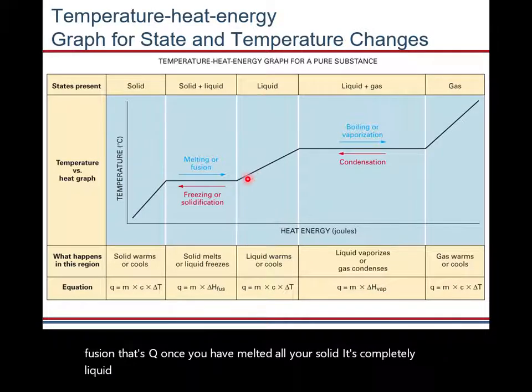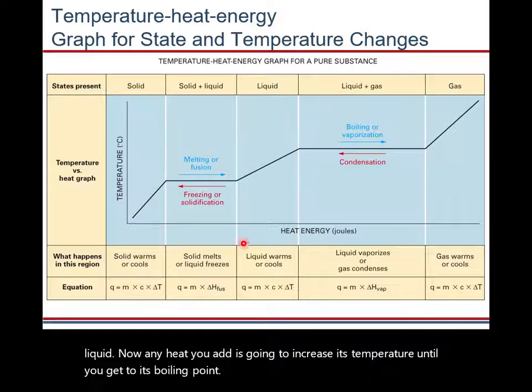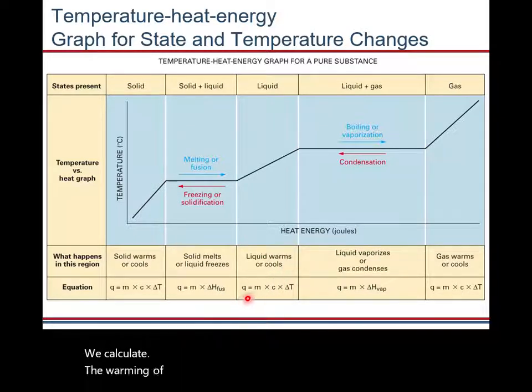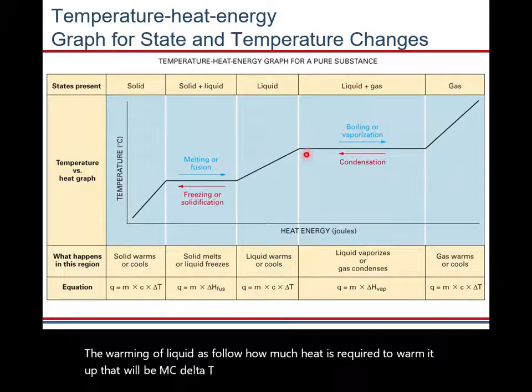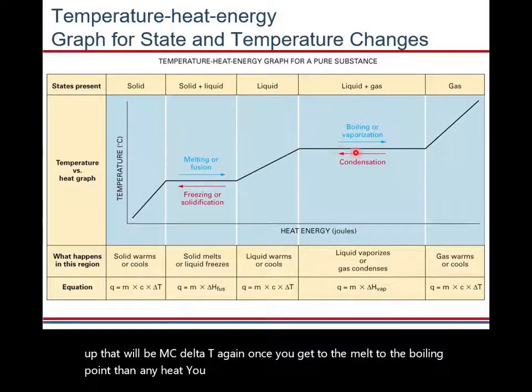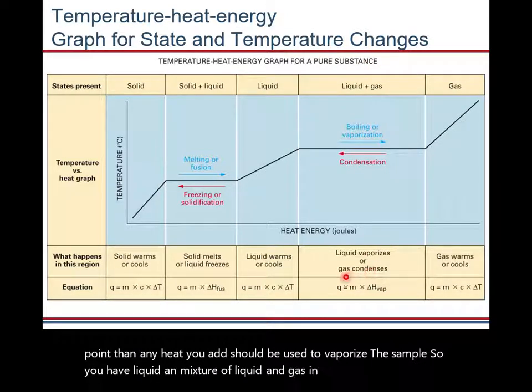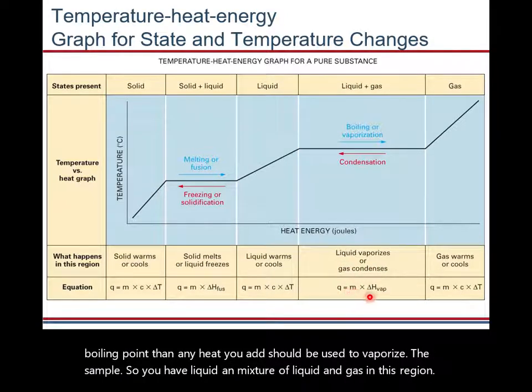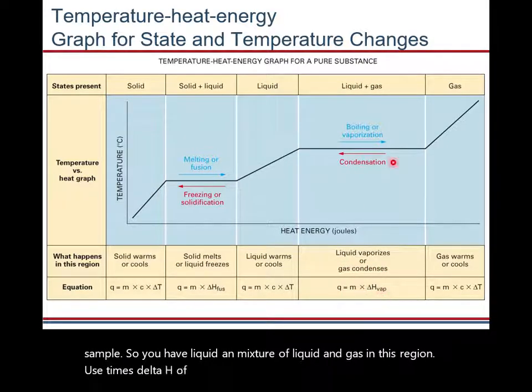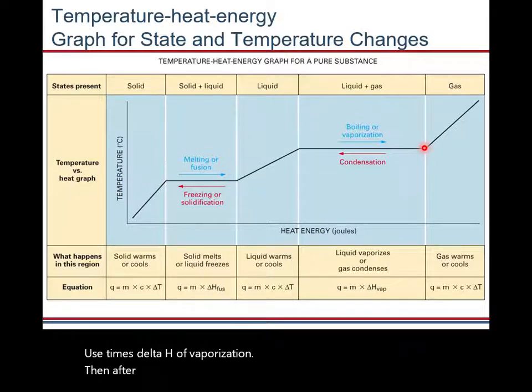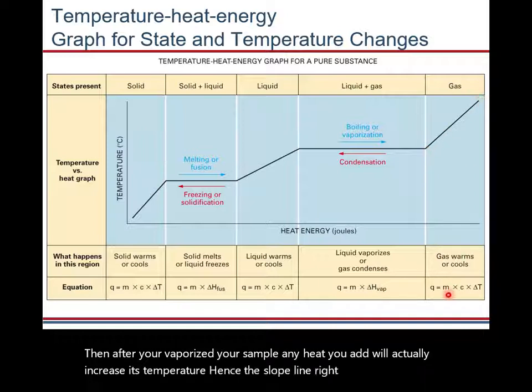Once you have melted all your solid, it's completely liquid now. Any heat you add is going to increase its temperature until you get to its boiling point. We calculate the warming of liquid as follows. How much heat is required to warm it up? That will be mc delta T again. Once you get to the boiling point, then any heat you add should be used to vaporize the sample. So you have a mixture of liquid and gas in this region. You use m times delta H of vaporization. Then after you vaporized your sample, any heat you add will increase its temperature, hence the sloped line right here, and you can calculate it with mc delta T.